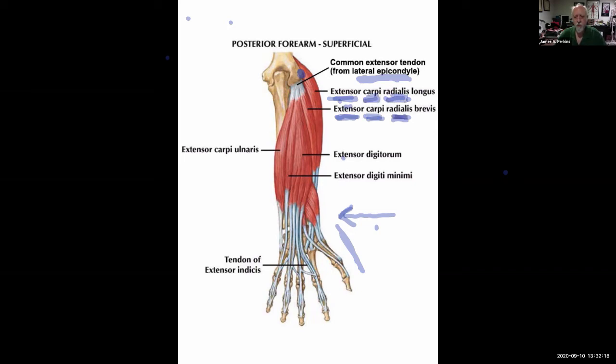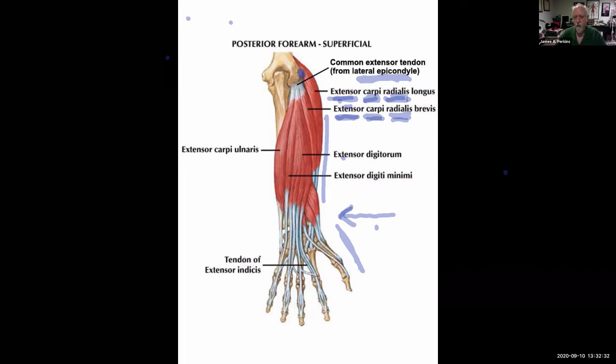Radialis refers to the fact that they are closer to the radial side or lateral side. But now there are two of them. On the flexor side, we only had one flexor carpi radialis muscle. But here on the extensor side, we have a longus and a brevis, which are distinct from one another.